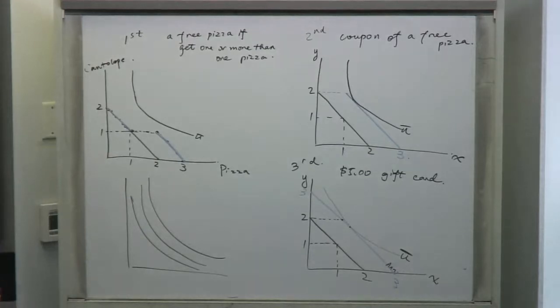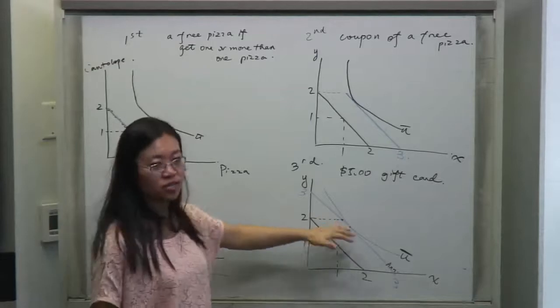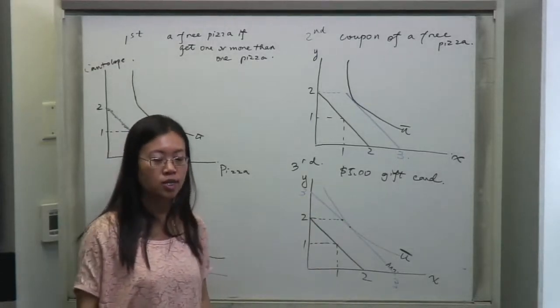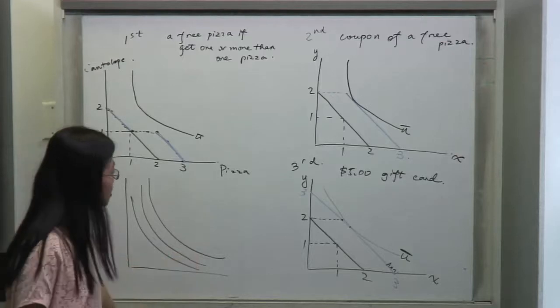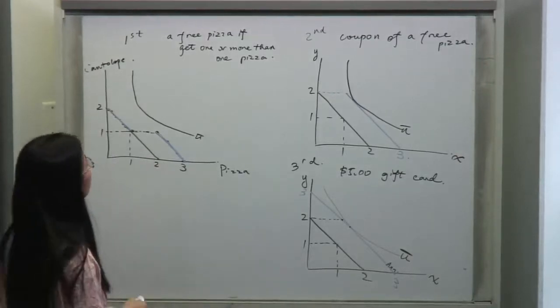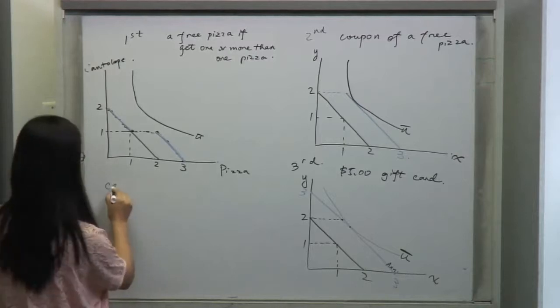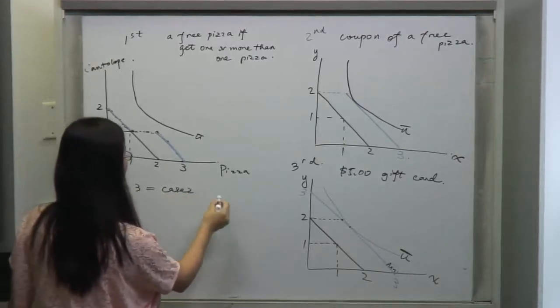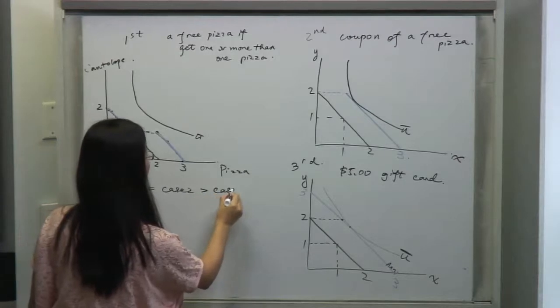But what if the indifference curve in the second graph is higher than that, the blue line? It won't be tangent. So you mean the location is different, right? Yeah. Okay. So now we're going to talk about that. Now we find this case. Let's say this is case three. It is equivalent to case two, but strictly better than case one, right?